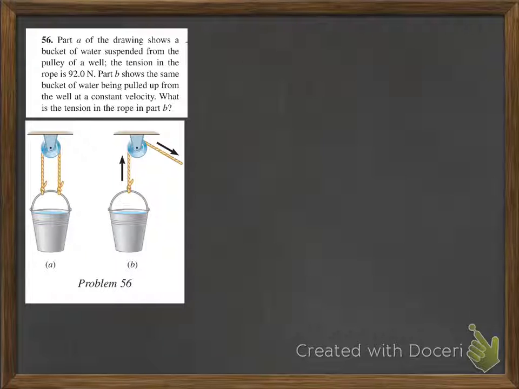Okay, so this problem states part A of the drawing shows a bucket of water suspended with a pulley of a well. The tension of the rope is 92 newtons. Part B shows the same bucket of water being pulled up from the well at a constant velocity. What is the tension of the rope in part B? So we know this is, again, an equilibrium, meaning that the normal force and the weight have to cancel out. And because this is the same bucket with the same exact weight, we know that the forces are the same if the weight stays the same. So we kind of already have this question solved, but let me show you how you get that.